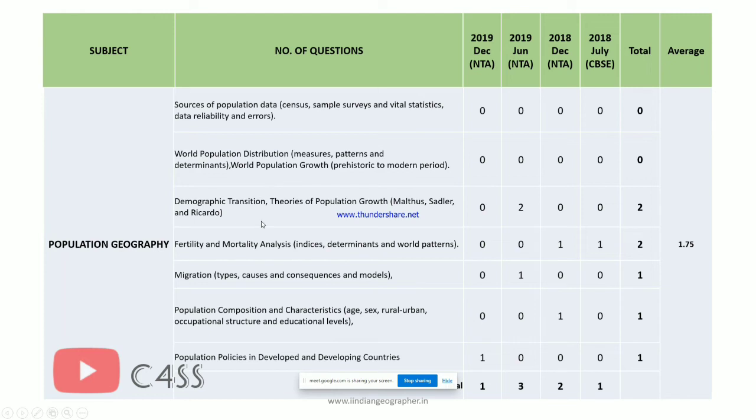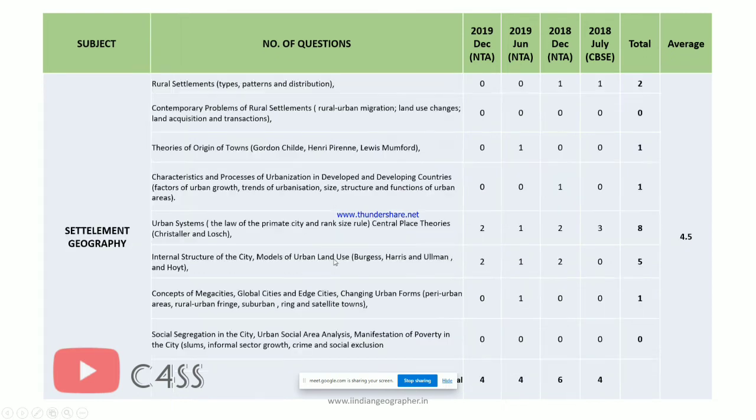Now this is population geography. Most of the questions that have come are about theories, right? The theories by Malthus or Sadler or Ricardo, right? So you'll find theories are being concentrated upon, or most of the models of migration or such kind of things, right? So this is where you need to put in a little more time.